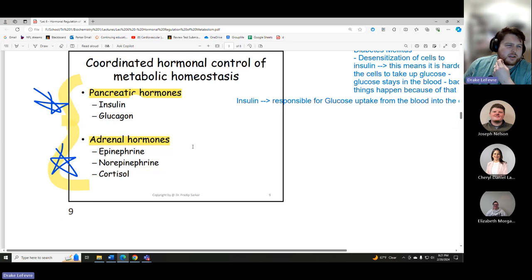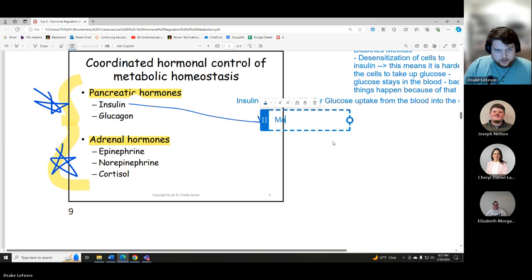Okay. I don't think he asked those other questions. He might ask these questions. The type of cells, there are specific cells within the pancreas that make these. So insulin is made in the beta cells.